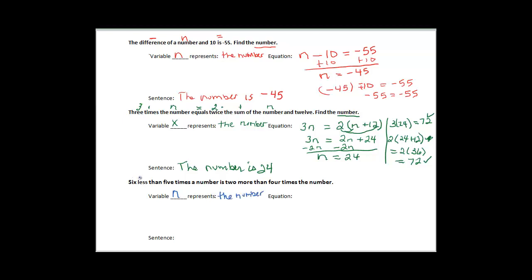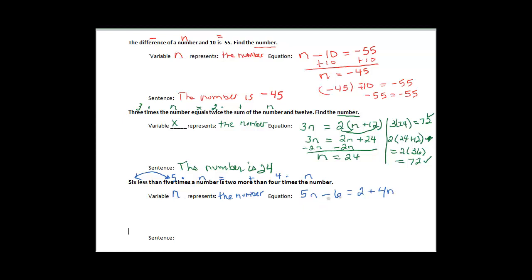So 6 less than. Remember, 6 less than means that my order is going to switch. And then 5 times a number, and we called that n, is, translates to equal, 2 more, that means more than, means plus, 4 times, and then the number. So we switch the order, so I do the 5 times first, so 5 times a number less than my 6, so it's 6 less than 5 times my number, is 2 more than 4 times the number, so 2 plus 4n.